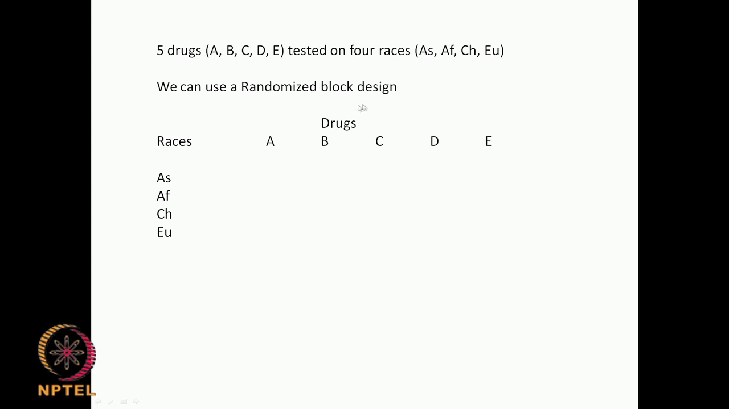Okay. So, I can have this type of strategy. I have A, B, C, D, E, and I have Asian, African, Chinese and Europeans. I can give each one of these groups different types of drugs on each consecutive day, and then I can see the effect of these drugs. We can have it in a very randomized fashion also, so that you do not have a bias into the entire thought process. This is called a randomized block design.